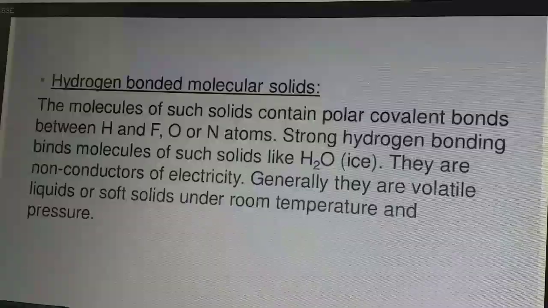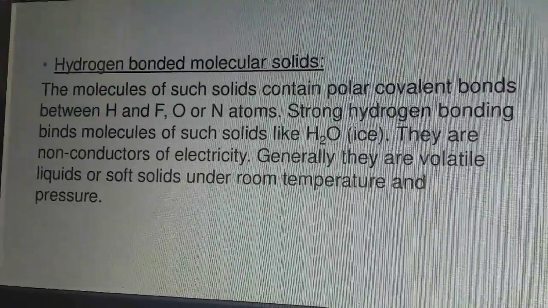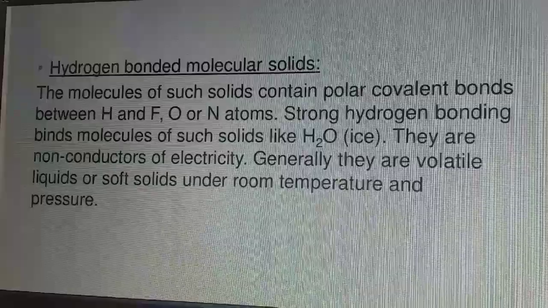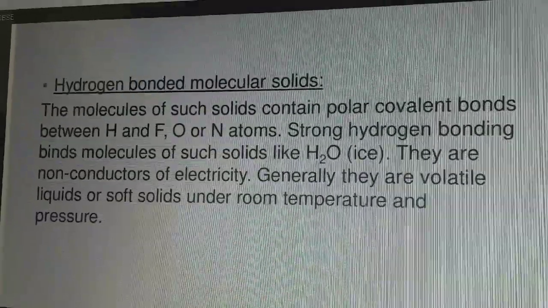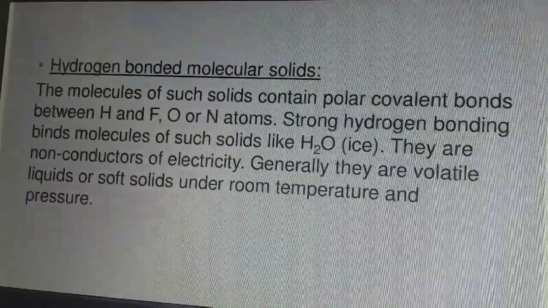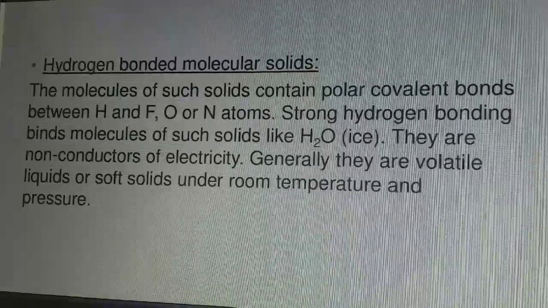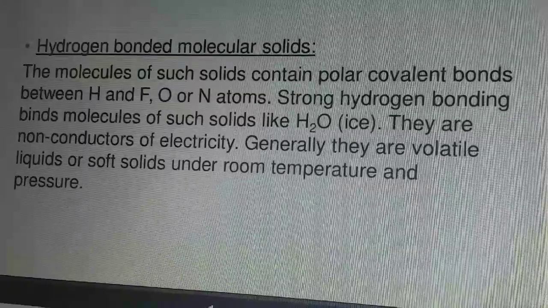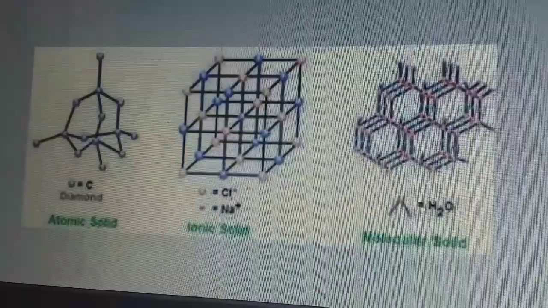Hydrogen bonded solids, you know what is hydrogen bond? The molecules of such solids contain polar covalent bonds between hydrogen and fluorine, or hydrogen and oxygen, or hydrogen and nitrogen atom. Strong hydrogen bonding binds the molecules of such solids like water. They are non-conductors of electricity. Generally, they are volatile liquids or soft solids under room temperature and pressure.